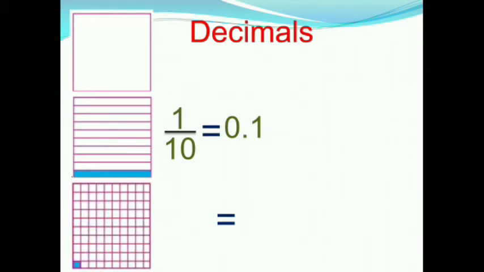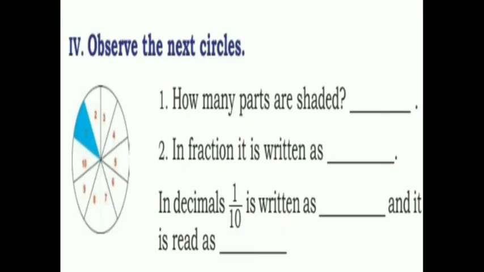Now, divide the above square into 100 equal parts. If a part of it is colored, then how do you represent it in fraction? It is written as 1 by 100. In the decimal system, it is 0.01 and we read it as 0.01.